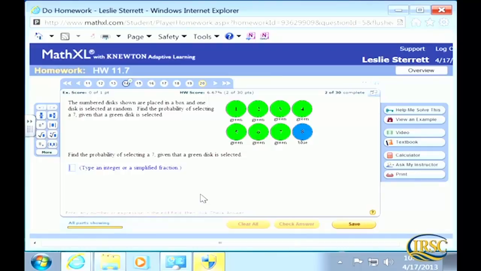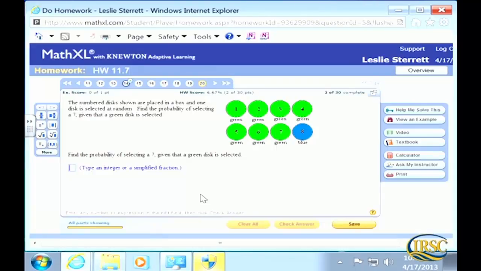Okay, so notice that 1 through 7 is green and number 8 is blue. And just in case, if you have trouble seeing colors, it happens. So they've specifically written it under there so that you don't get confused. There are a lot of people that have issues seeing colors. All right, so find the probability of selecting a 7 given that a green disc is selected.